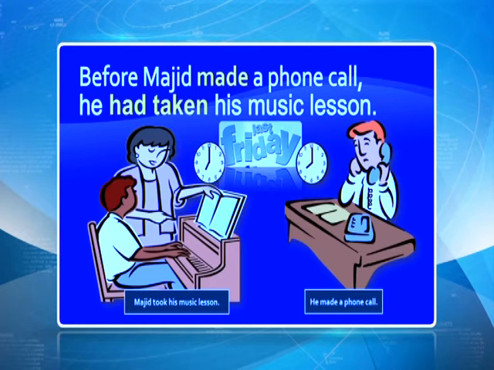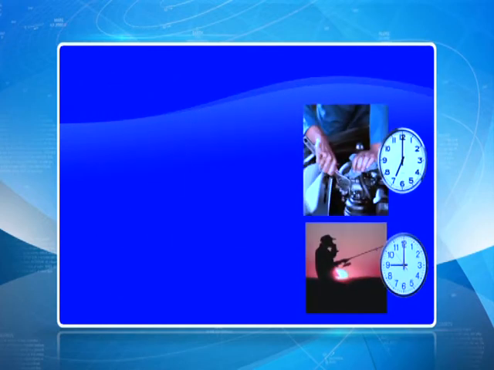Now, we use had taken because this action occurred first. It shows here that he had taken his music lesson first at 7 o'clock, and then later on, after 1 hour, he made the phone call. Right, so can you form a sentence of your own by just looking at these two pictures? Look at the first action. The first action, he repaired his car, okay? The second one, he went fishing.